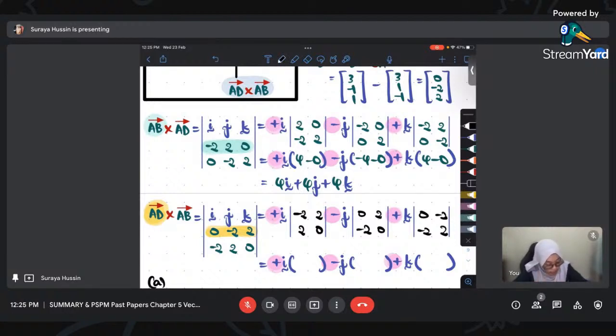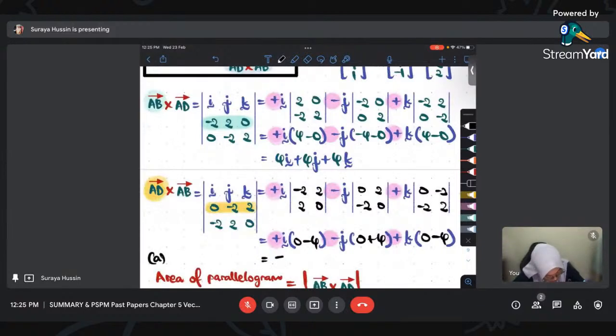So now, diagonal line. Remember the diagonal? The diagonal line must be counted first. Okay, iaitu 0 tolak 4, 0 tambah 4, 0 tolak 4. And so jawapannya adalah negatif 4i tolak 4j tolak 4k.